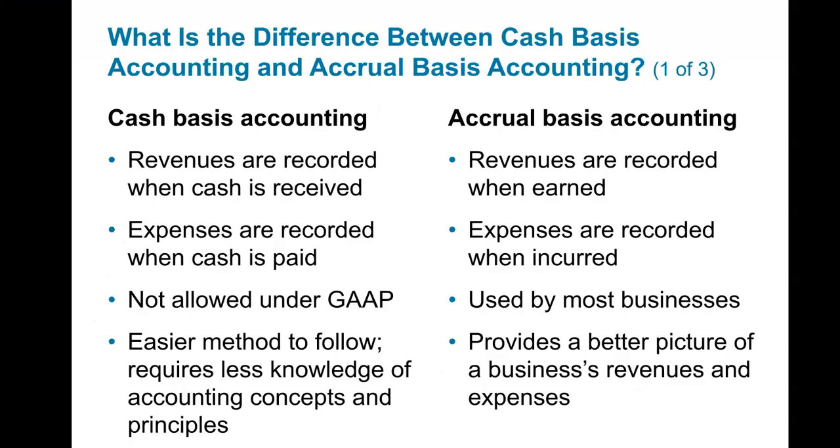So why do we have an adjusting process? Well, basically, there are 2 forms of accounting. One is called the cash basis of accounting. One is called the accrual basis. In this class, we're learning all about the accrual basis of accounting. But let's define both and give you examples of both.